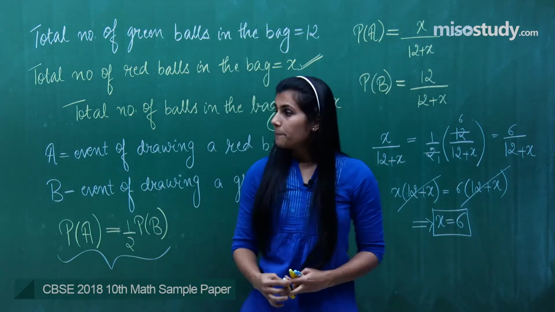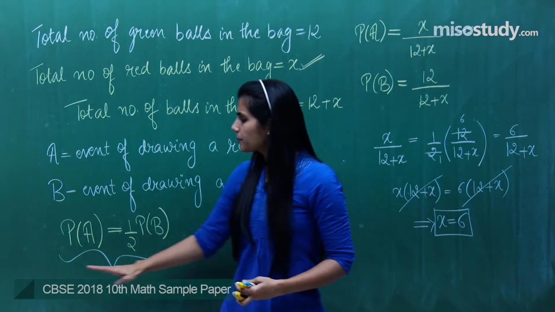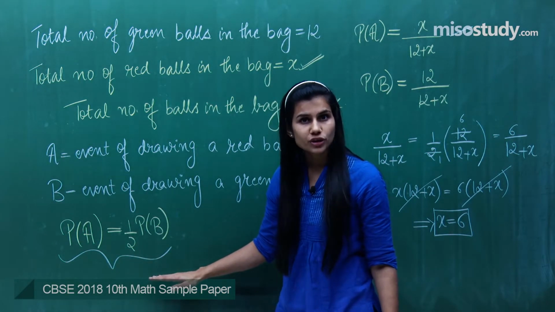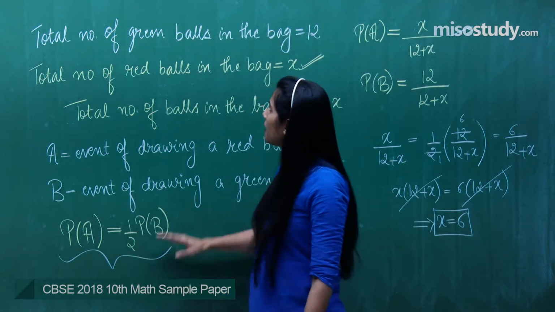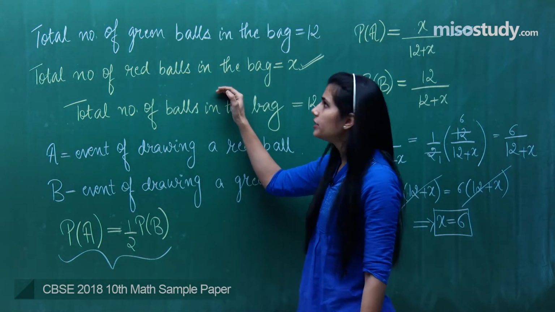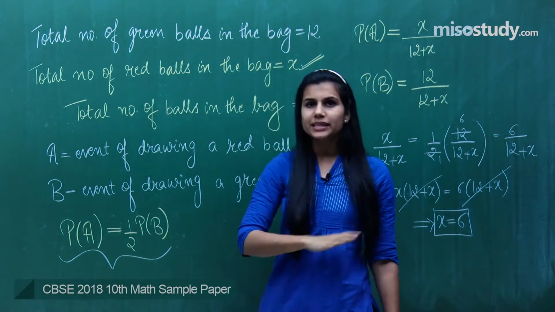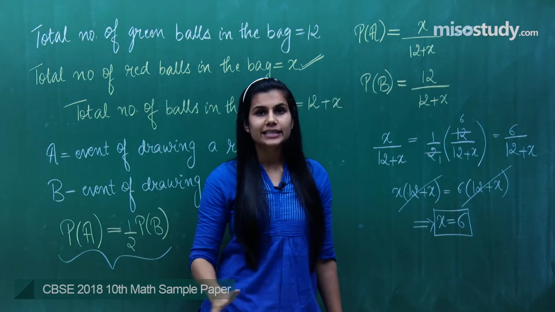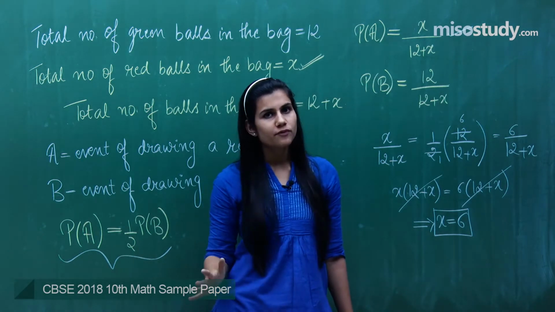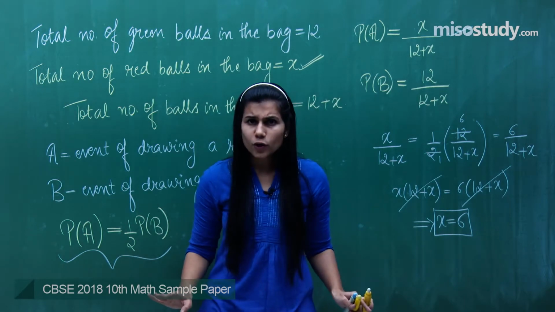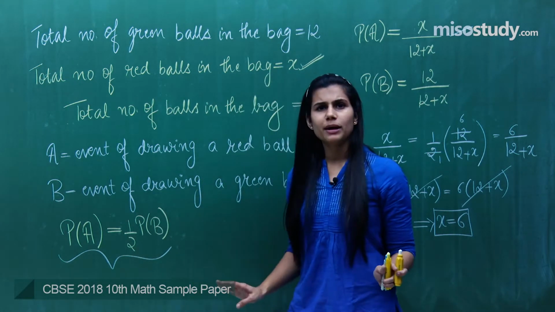That means by using the relation that probability of drawing a red ball is half of probability of drawing a green ball, I have found that inside the bag in total there are 12 green balls and 6 red balls, which gives me inside the bag there are 18 balls present. 12 are green and 6 are red. Very easy question, nothing difficult about the question.